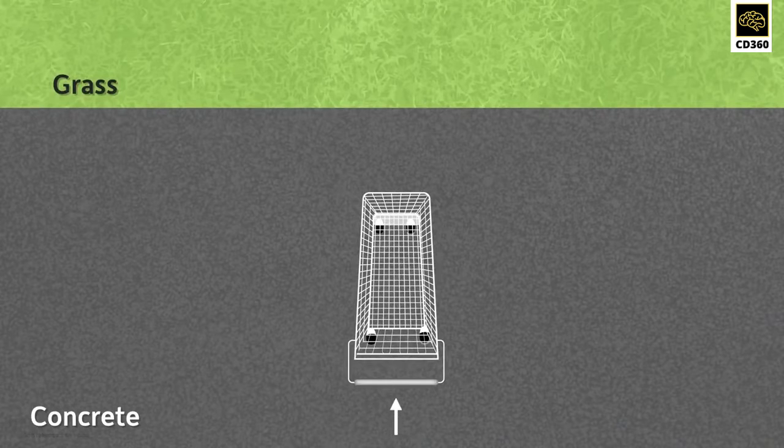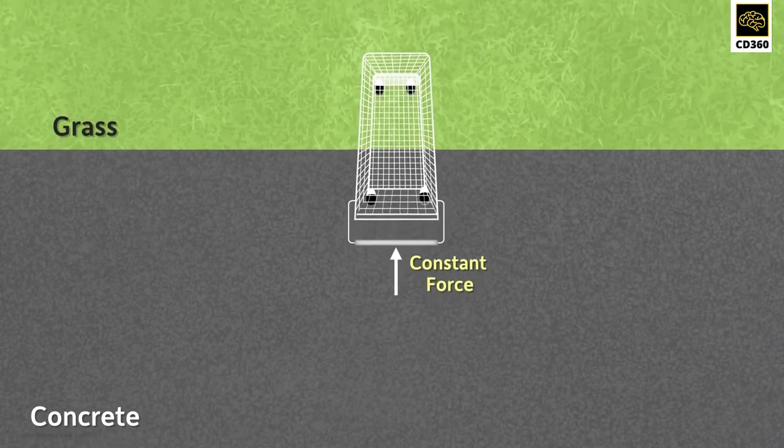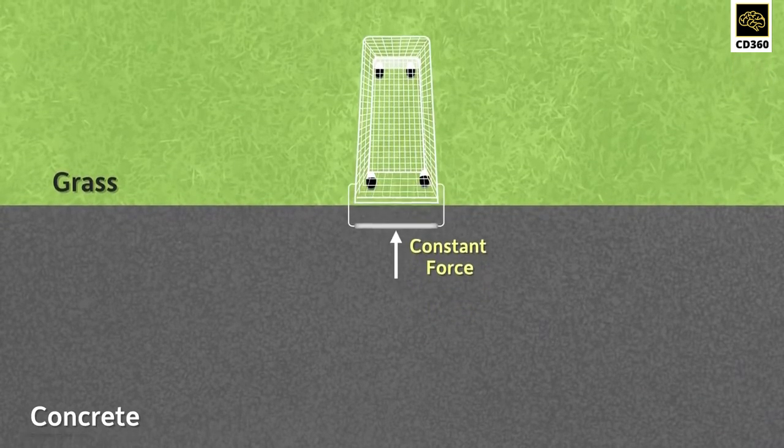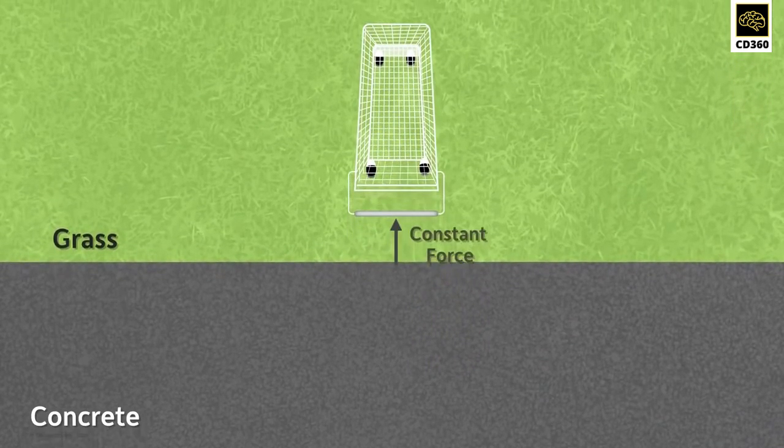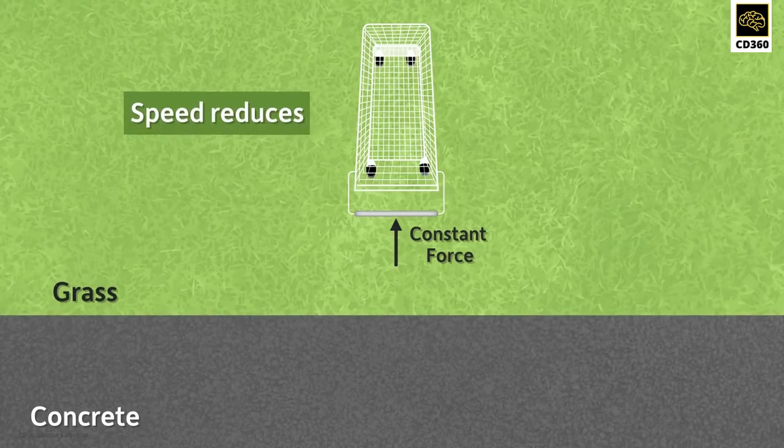Obviously, I will push it or apply a force on it. Assume that I will apply a constant force throughout its journey. Let us see what happens when I start to move from concrete road to the grass. What did you notice? As the wheels of the cart entered the grass surface, their speed reduced. The cart travelled at a much lower speed on grass than on the concrete road.